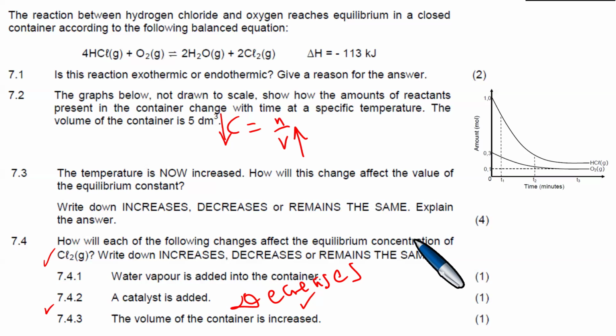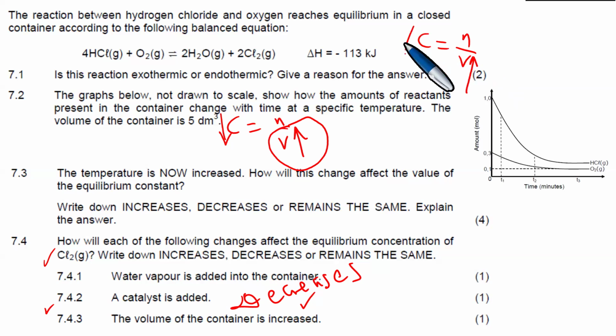I believe someone said, why does it decrease? Okay, that's a good question. They're saying the volume of the container is increased. So when the volume increases, the concentration does what? Decreases. Is it the concentration for everything, or are you looking at Cl2 only? Okay, that's a good question. Is it the concentration for everything? Very powerful. Why?